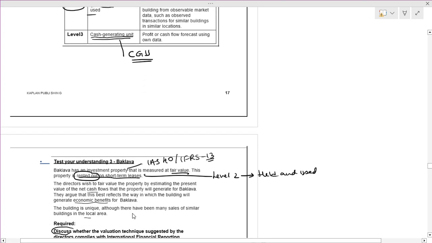The directors wish to fair value the asset by estimating the present value of net cash flow. If you go by the first one, it comes in level 2. But if you go from the next paragraph, what is happening? The directors wish to fair value the property by estimating the value of net cash flow that the property will generate. When the property will generate, this is going to be identified as a cash generating unit.